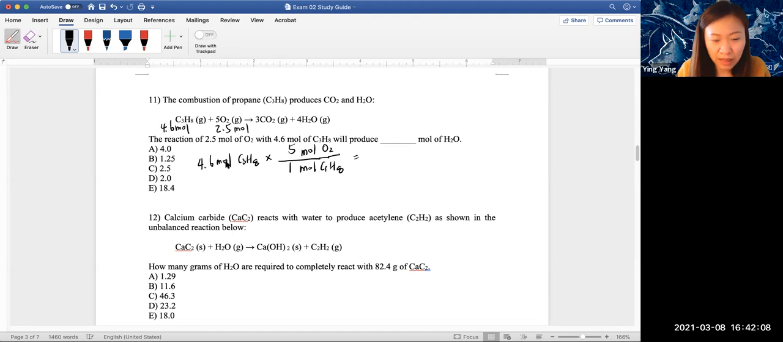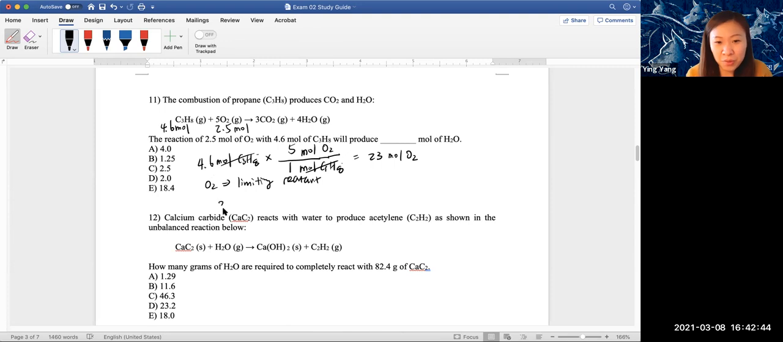So now this will cancel out. You find out the number of moles for oxygen. And you do this calculation, you get 23 mole of oxygen. That is the oxygen needed to react with this amount of propane, but we see there are only 2.5 moles of oxygen instead of 23. So this tells us that oxygen is the limiting reagent or limiting reactant, right? So the amount of products is determined by the limiting reactant.